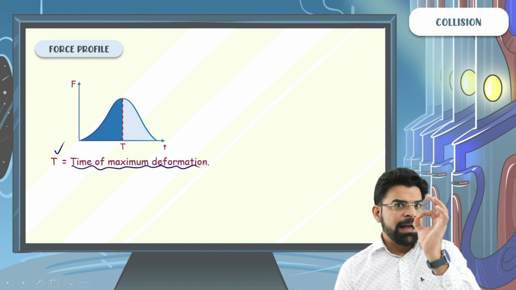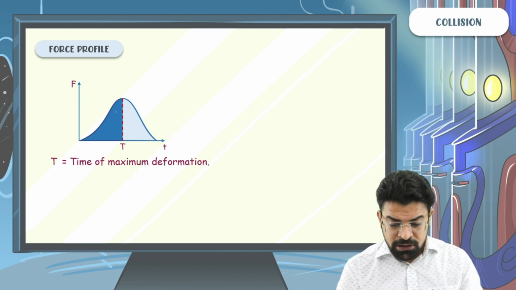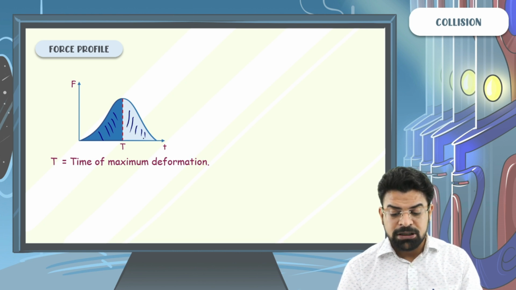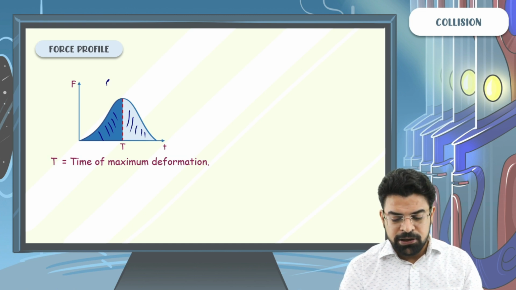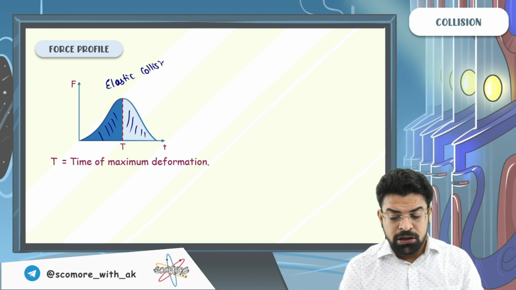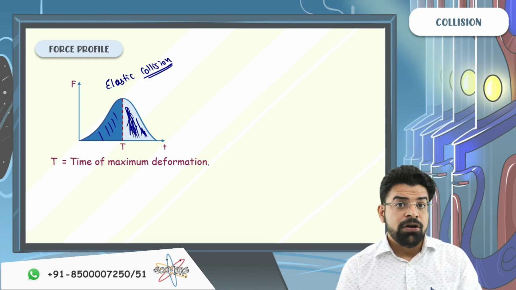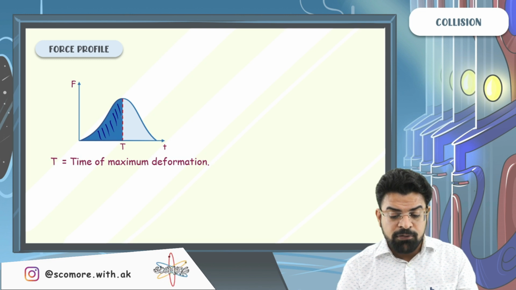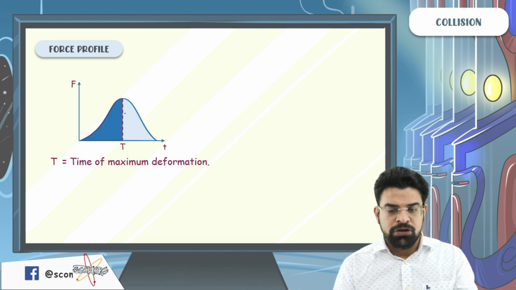At the time of maximum deformation, the force is maximum. Now here you can say the areas of both the deformation part and the reformation part I have made equal. Why? Because here I am telling you the force profile of an elastic collision. In elastic collision, the impulse of reformation, the area under the force-time graph during the reformation part, is the same as the area under the force-time graph for the deformation part. So this symmetric graph is the graph for elastic collision.